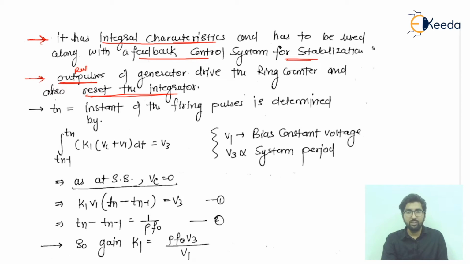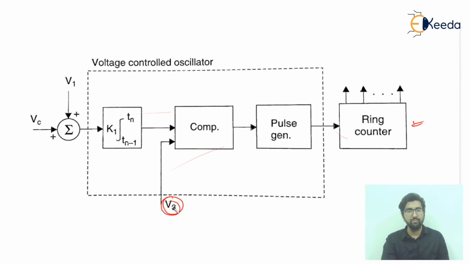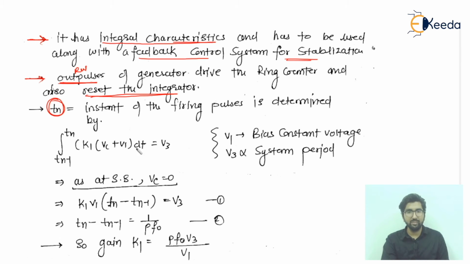So what is Tn? That is the instant of the firing pulses, and it is determined by this relation, by the integration from Tn minus 1 to Tn of K1, which is a gain, times Vc plus V1, dt, and this is ultimately going to be V3. So here it will be compared. In this way it is written here.